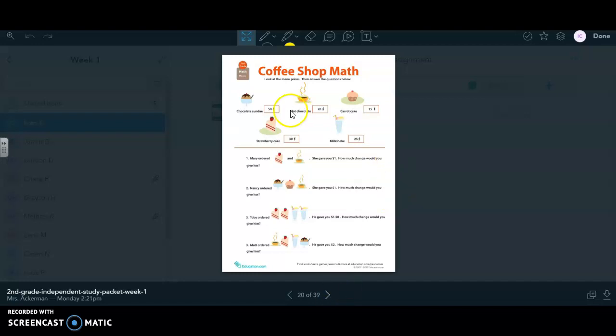Coffee shop math. You're going to look at this menu and see all the prices for these things, and then you're going to answer these questions below. If Mary orders a strawberry cake and a hot chocolate, then she gives you a $1 bill, how much change would you give her? Think about how much change is $1. So if she spends 30 cents plus 20 cents, how much does she spend altogether? And then how much would you have to give her back if she gave you a whole dollar?